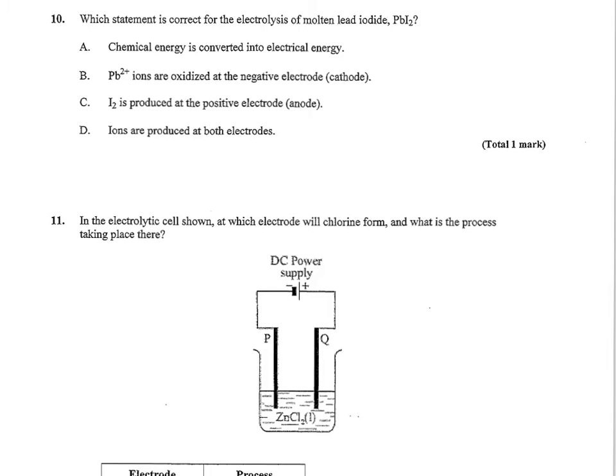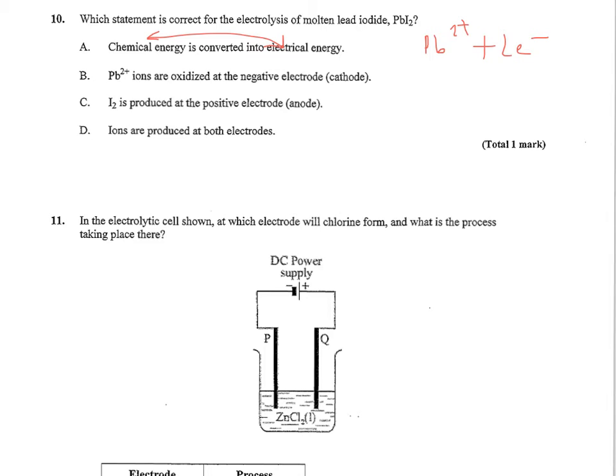With number 10, which statement is correct for the electrolysis of molten lead iodide? A says for electrolysis, chemical energy is converted to electrical energy. That would be just the opposite. Electrical energy is used to drive a chemical reaction. B says Pb2+ ions are oxidized at the negative electrode. Well, Pb2+ is going to be positive, so it would be attracted to the negative electrode, but they're going to gain electrons there to become Pb. So that would be reduction, not oxidation.